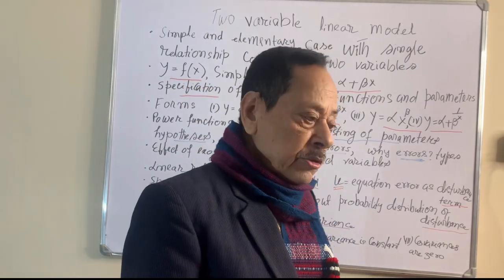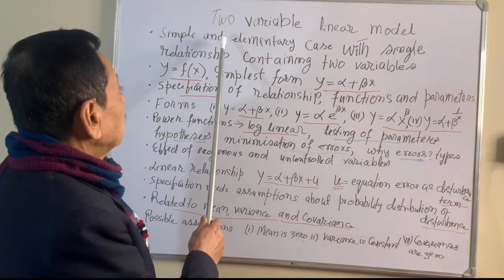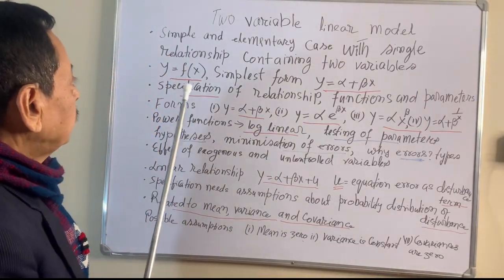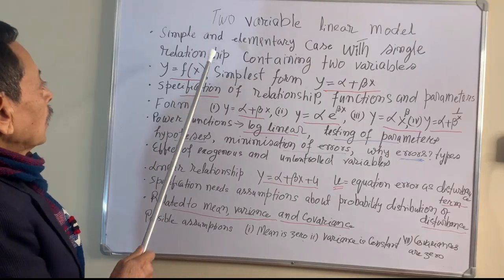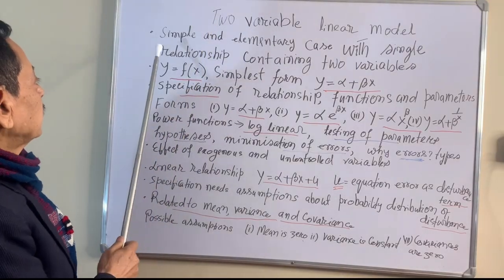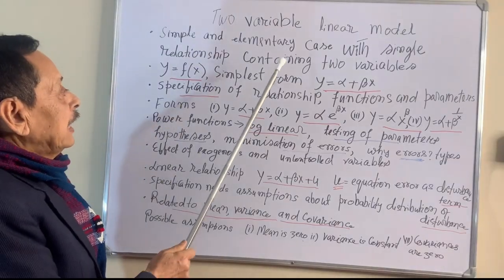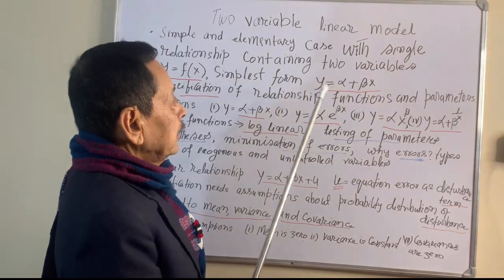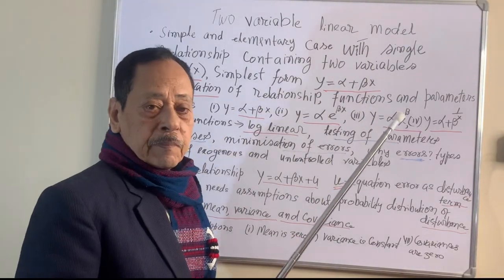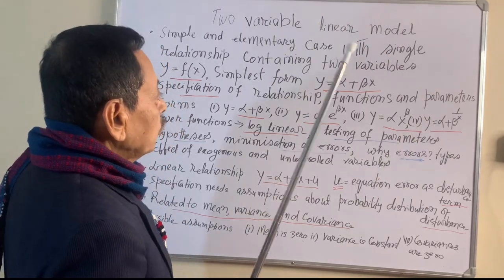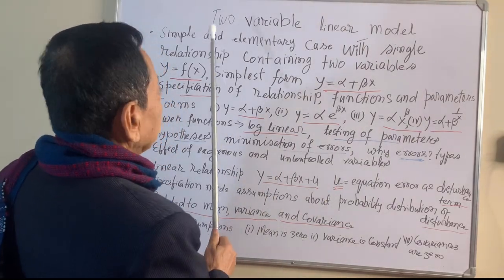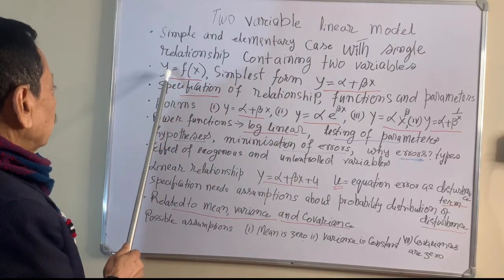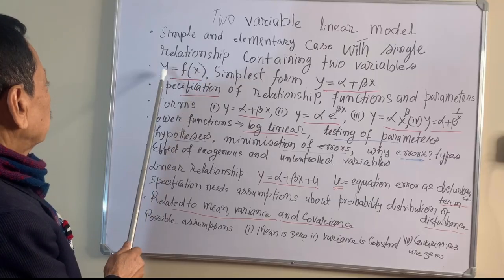Let us start a new topic today. That is two variable linear models. So a two variable linear model is a very simple and elementary case with a single relationship containing two variables. The assumption is that it has two variables and a single relationship. So two variables, say y is a function of x, so the variables are two, y and x.